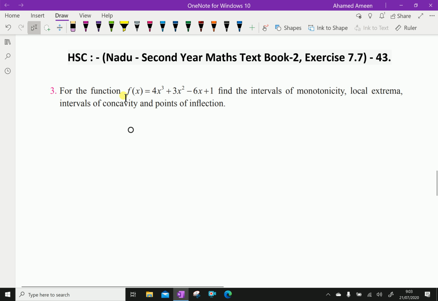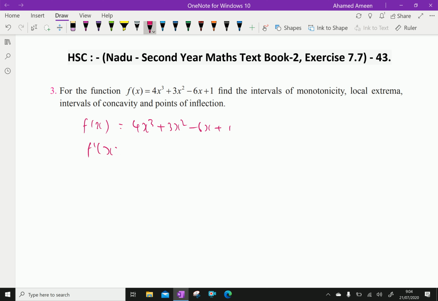For the function f of x equal 4x cubed plus 3x squared minus 6x plus 1, find the intervals of monotonicity, local extrema, intervals of concavity, and points of inflection. Now the function f of x equal 4x cubed plus 3x squared minus 6x plus 1.